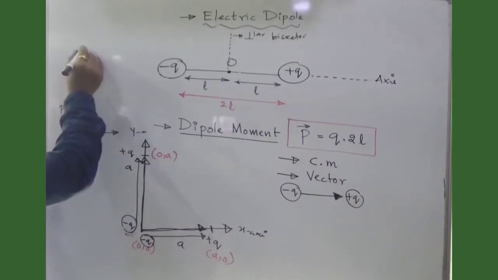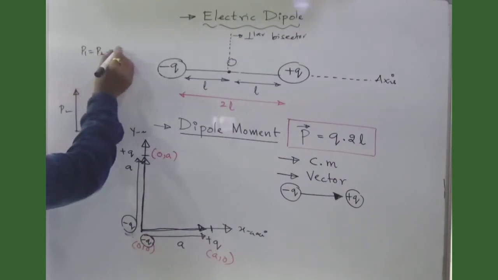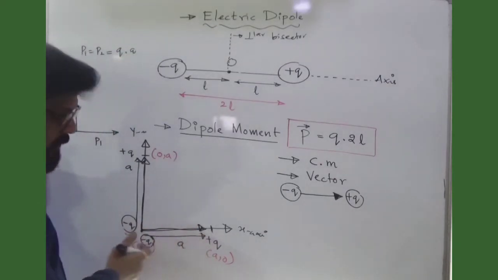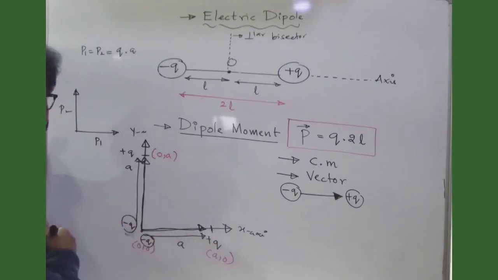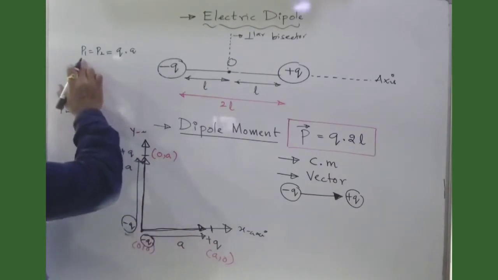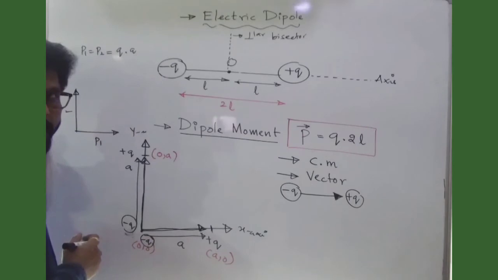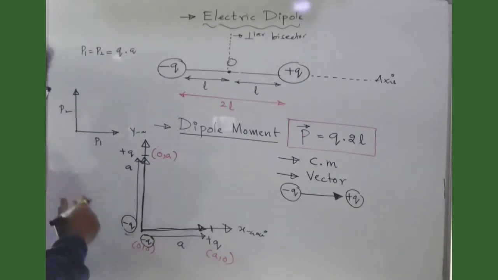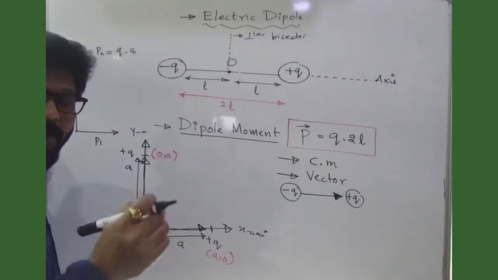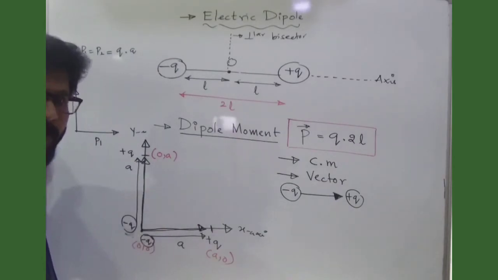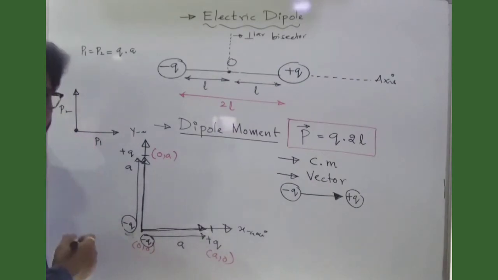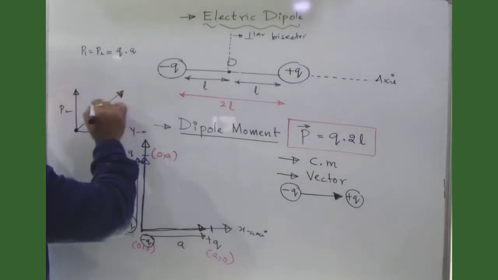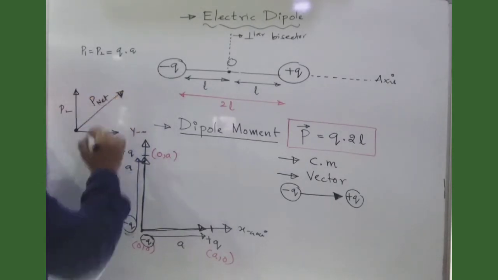P1 equal to P2, both will be the same, q into a, because of the magnitude of the charge and the distance. The distance is a, here also a. So P1 is equal to P2 is equal to q into a. Fine. So P1 and P2 are making an angle of 90 degrees. We can use the parallelogram law of vector addition, because both are starting from the same point, making an angle of 90 degrees. So this will be the resultant, or the net dipole moment.